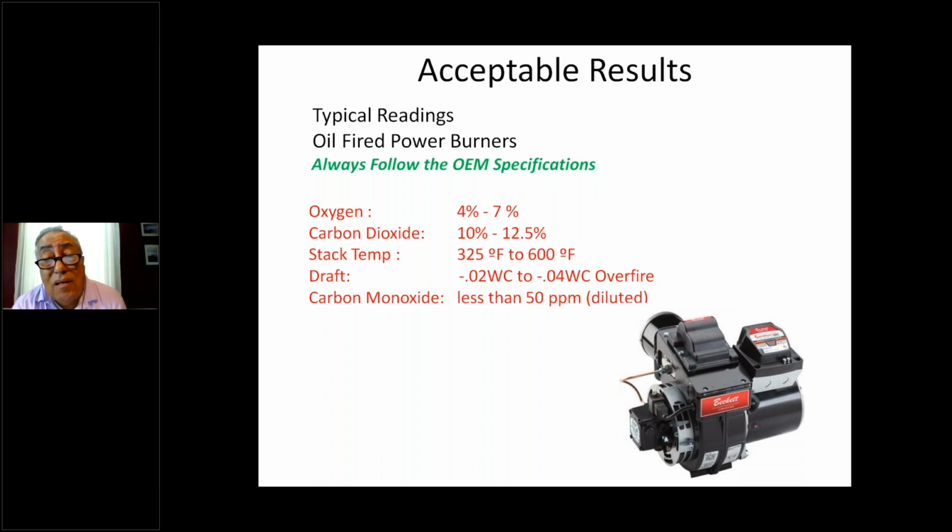Stack temperature, remember I said the low 300s, that 325, don't go lower than that. Of course, 600 is a little on the high side, but that's not uncommon. Then -0.2 to -0.04 on your draft, and less than 50 ppm on your carbon monoxide. With oil, you really have to work at it to make carbon monoxide. Any fuel will make carbon monoxide, but you really have to work at it to produce it with oil, whereas with gas you don't have to work quite as hard.